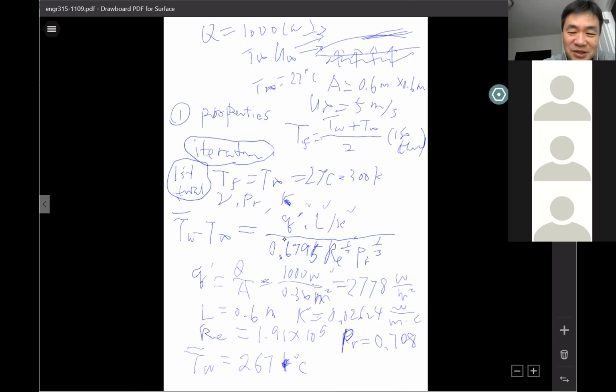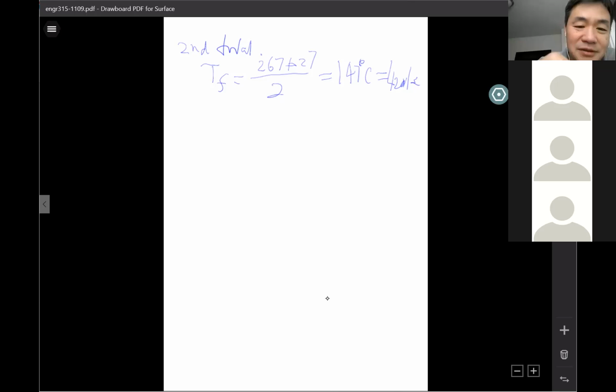So the heat flux q prime is still the same, right? Length is still the same. K will be different. Now the new K is 0.035 watt per meter C. Okay, and the Prandtl number will be 0.687.